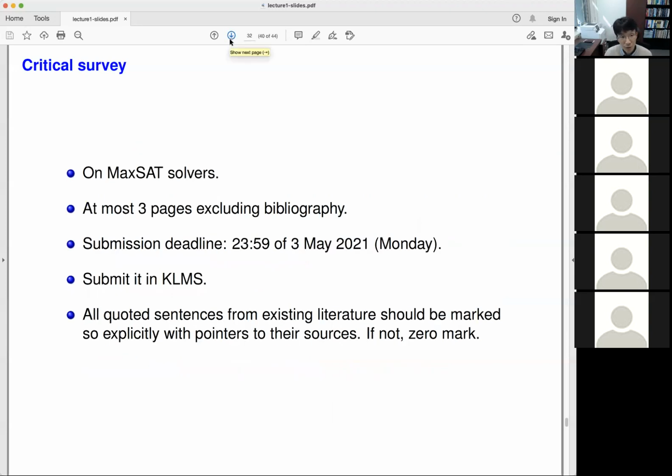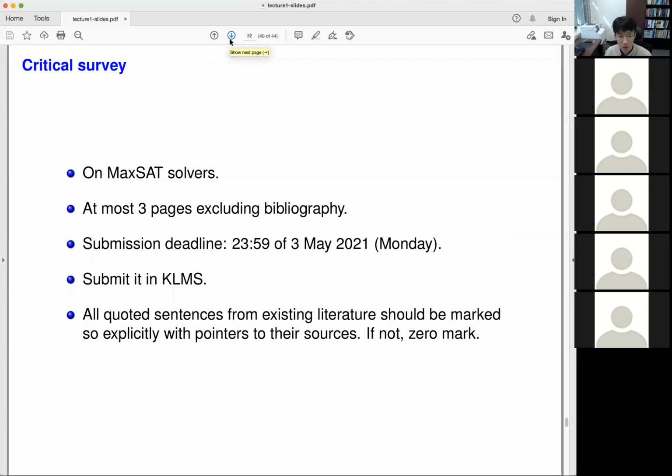Okay, the critical survey will be on the Max Sobers. I don't expect you to write a very long survey, so at most 3 pages, excluding bibliography. And then the submission deadline is essentially midnight of 3rd of May, 2021. It's a Monday. And then the submission box is already available in the KLMS. So if you finish very early, like in April, you can submit it there. It's already there in the KLMS.